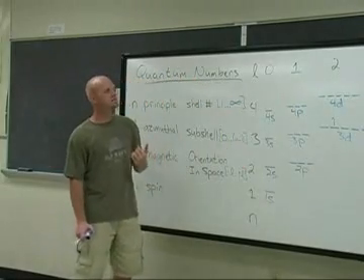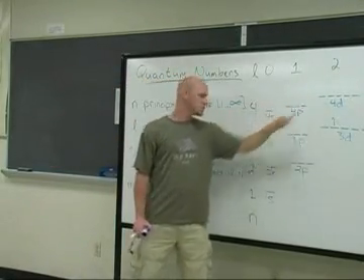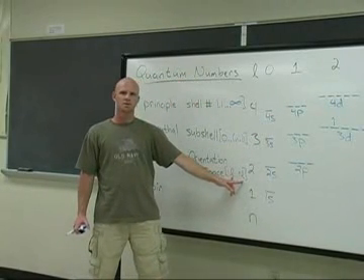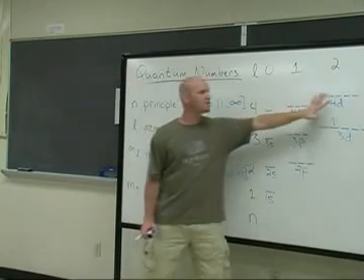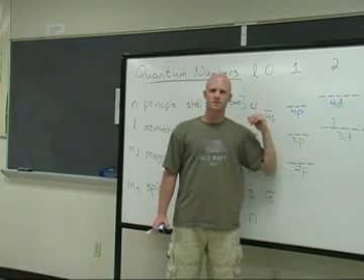So if I'm in a d subshell, what's L? 2. What values could m sub L have? Negative 2, negative 1, 0, 1, 2. 5 different values, 1 for each of the different orbitals.